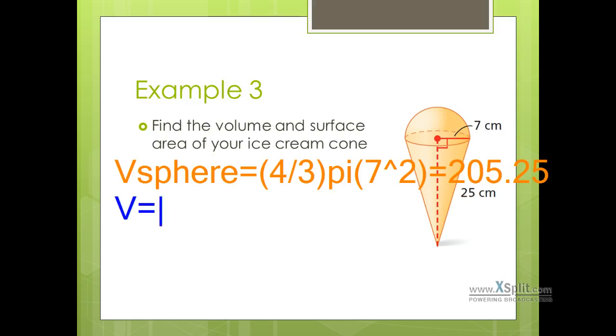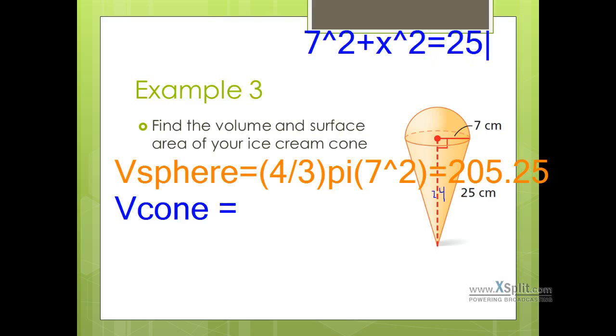Volume of a cone now. I noticed that we have a 7-something-25 triangle. This is actually a 7-24-25. And that's just because 7 squared plus x squared is equal to 25 squared. If you solve this Pythagorean theorem down, you're going to get x is equal to 24. We won't take time to do that now, but you're going to get x equals 24.